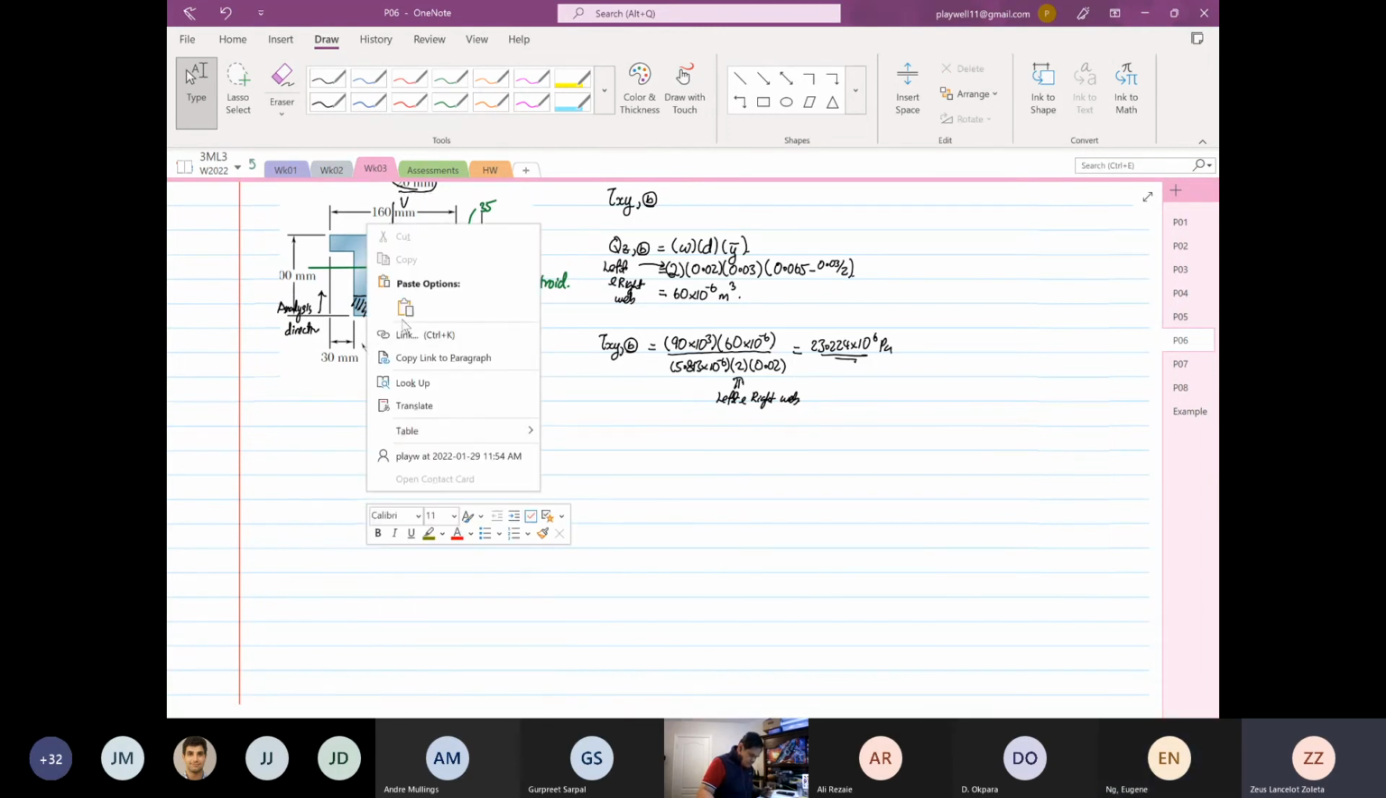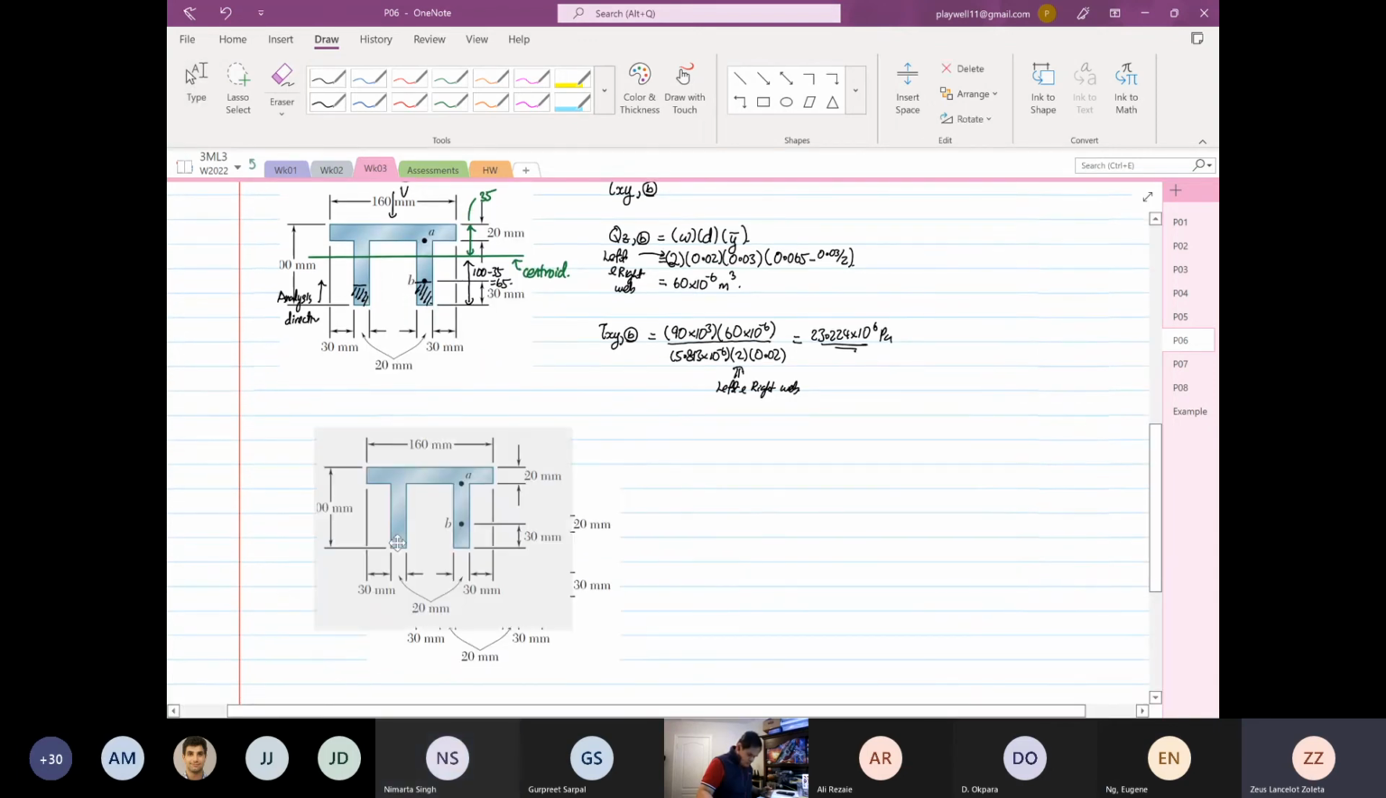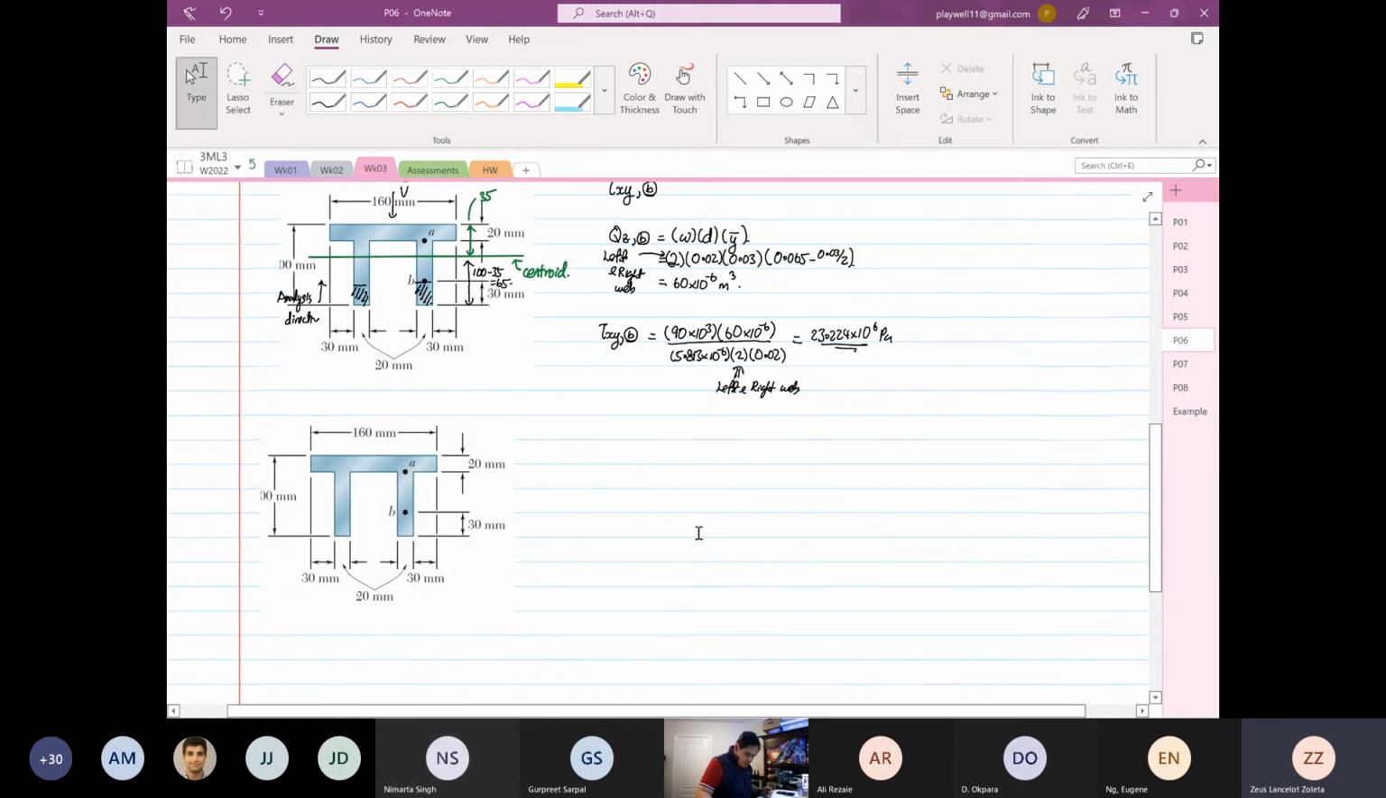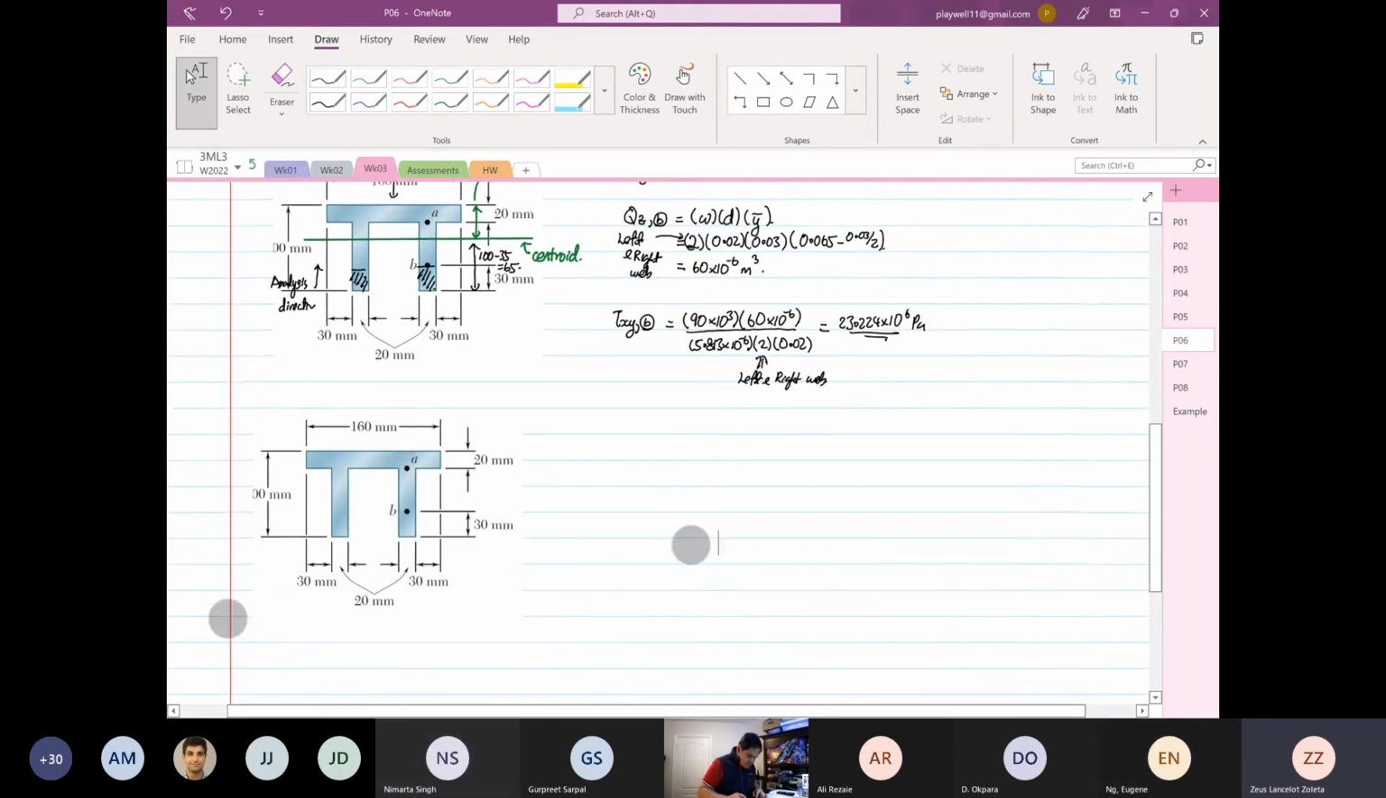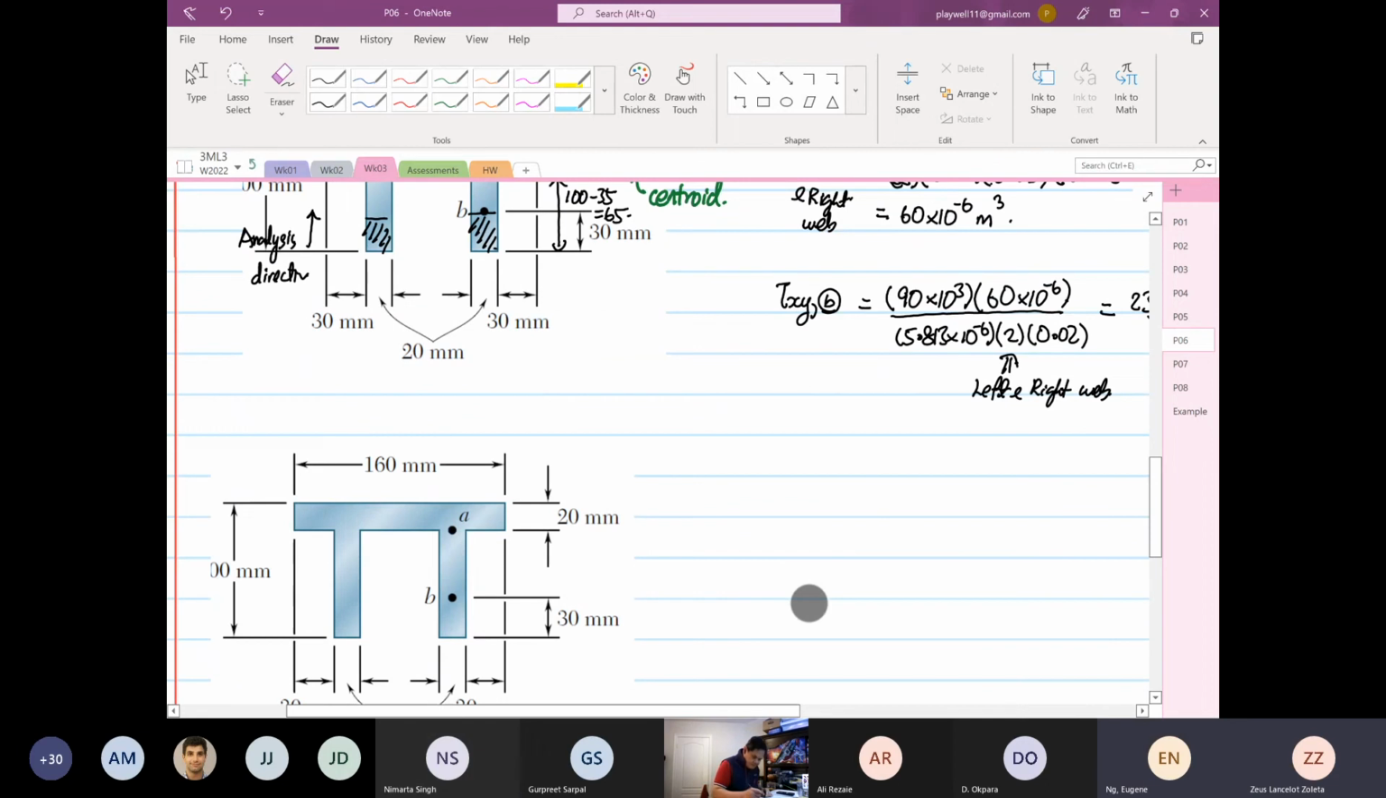Sir, before you start the next part, can you just show the visual representation of the y bar on the diagram, please? This part, y bar, on the second part? Yes, please.